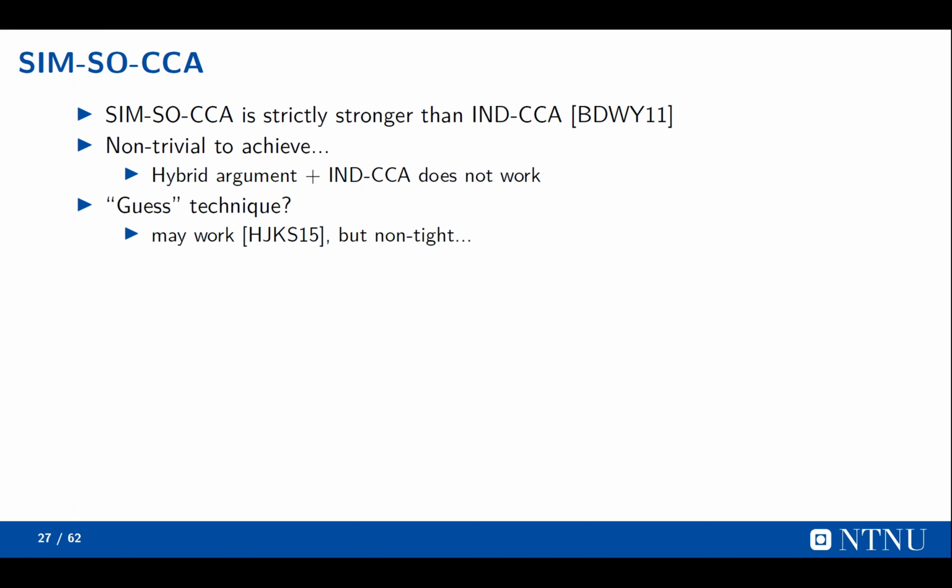So one may also wonder if we can use a guessing technique to deal with such a problem. The guessing technique means that we just guess which challenge ciphertext will not be opened by the adversary. This technique may work in some cases, but because it guesses which ciphertext will not be opened by the adversary, it may guess wrong. And then there's a failure probability, so it leads to a non-tight reduction.